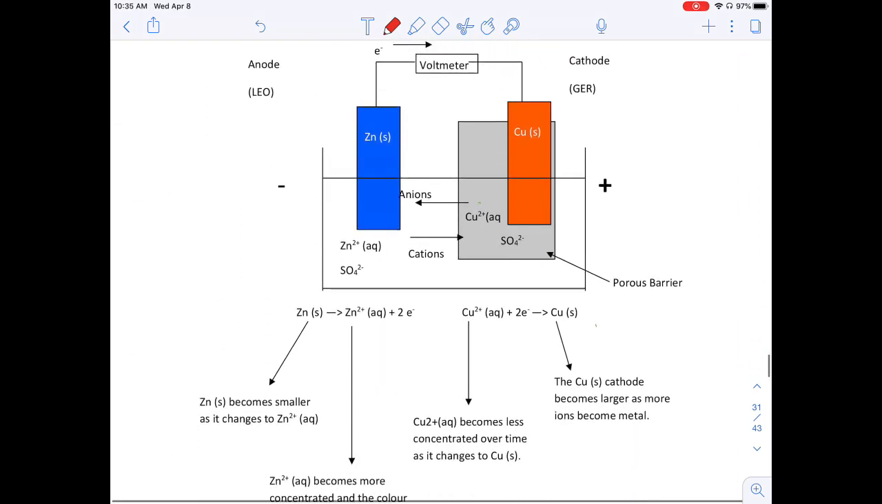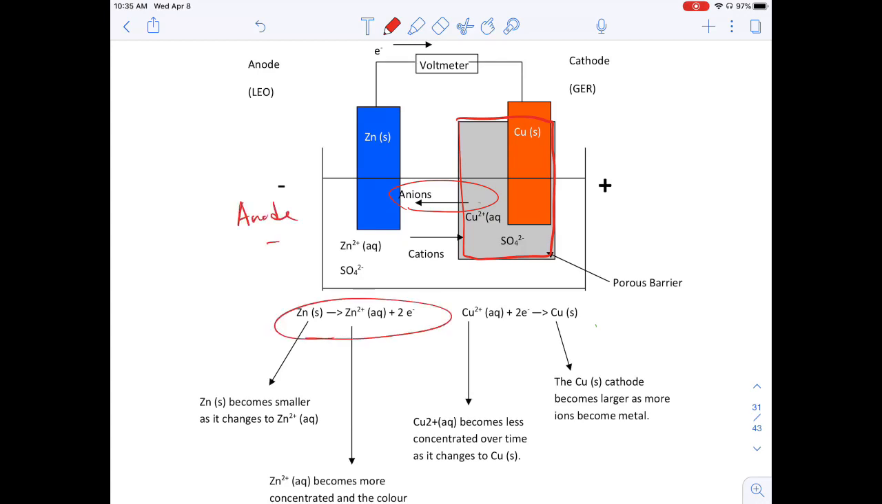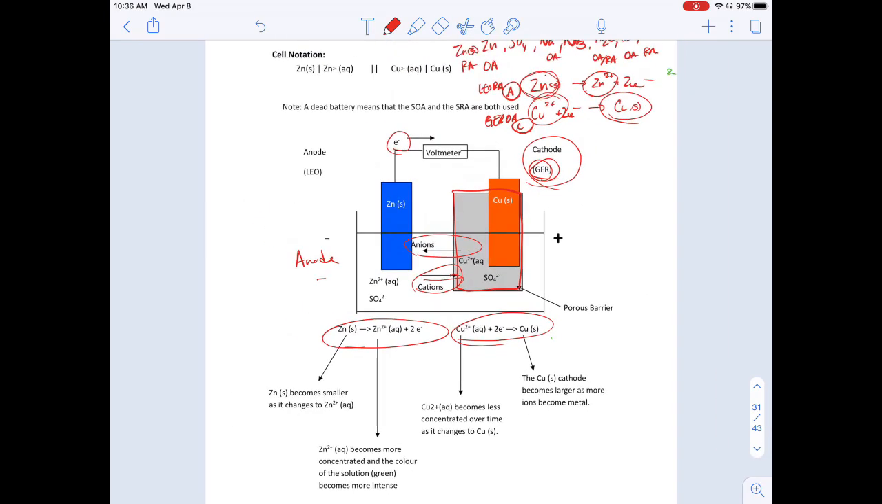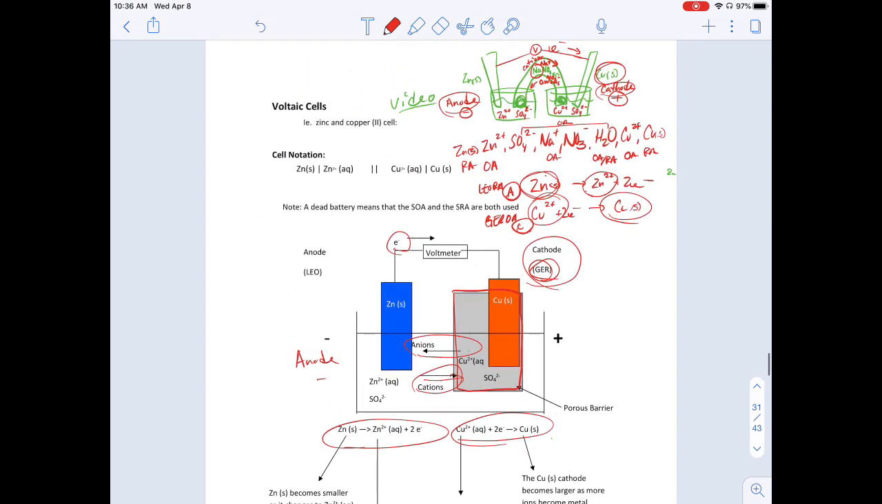So you can see in this diagram, we've got the porous clay cup here. The anions are going to the anode. The anode is the negative, and it's because of this half reaction. The cations go to the cathode. The cathode is here, and it's GER OA C. The electrons are being gained over here, so the electrons go to the cathode. And we've got sort of a similar evaluation as up above.